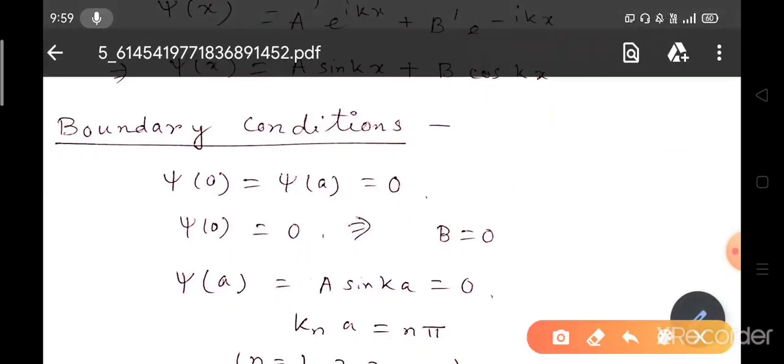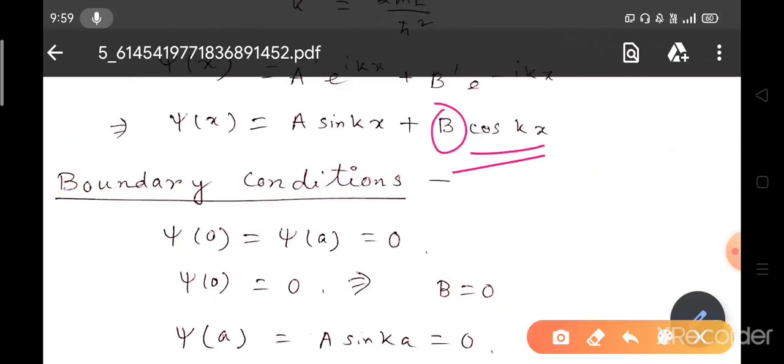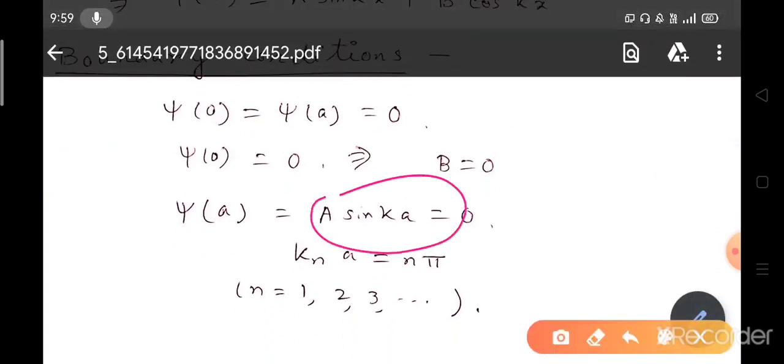What will give these two conditions? Psi at x equals 0 being 0 will give B equals 0, because this term should be 0 at x equals 0. And for psi at x equals a, this term should be 0. So here A sin ka equals 0. So sin ka equals 0 means ka equals n pi. A cannot be 0, this is the amplitude of the wave function. So this can only be 0 when ka equals n pi, where n equals 1, 2, 3, etc., up to infinity.